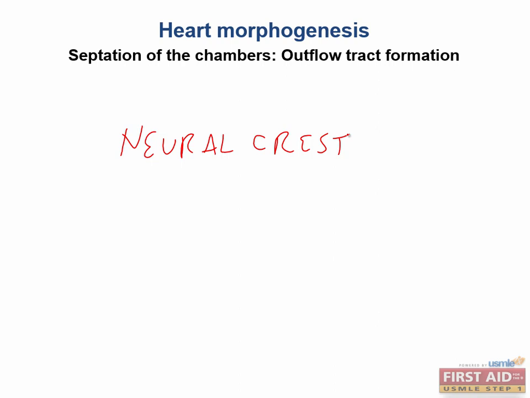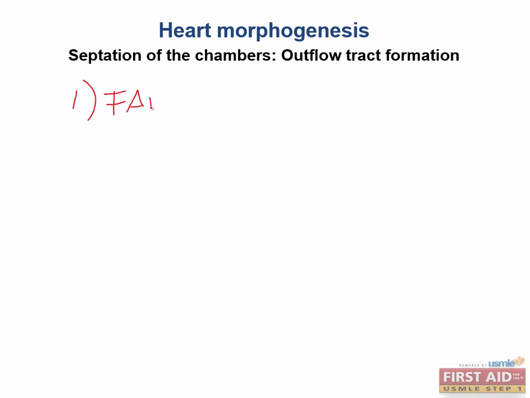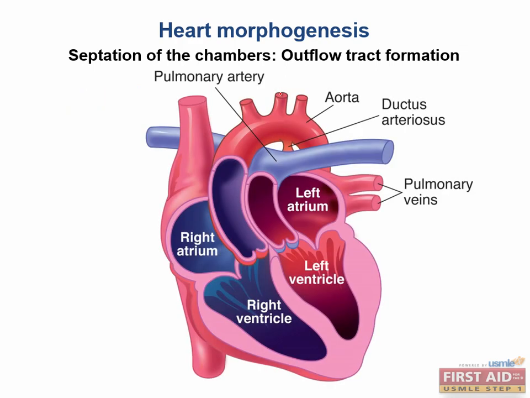So there are a few things that can go wrong when we are forming the great vessels. Number one, we can have failure of the AP septum to grow, and this results in transposition. So the aorta will be connected incorrectly with the right ventricle, and the left ventricle will be incorrectly connected with the pulmonary trunk. So this is incorrect and this is incorrect.